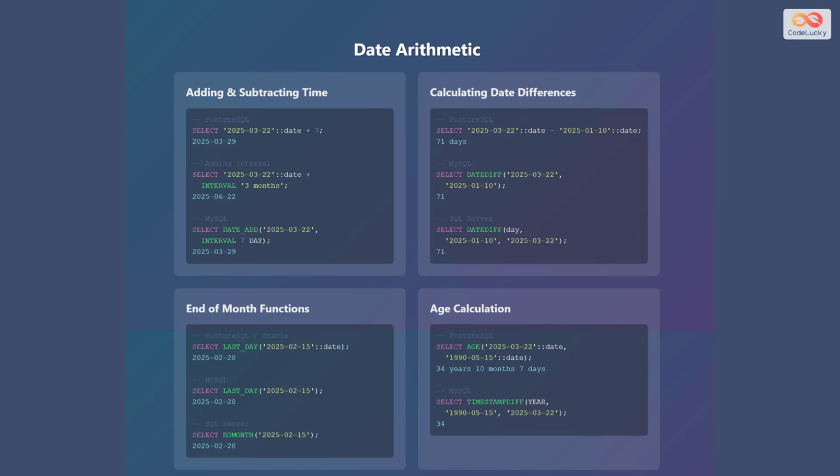Now let's dive into date arithmetic, where we'll learn how to perform calculations with dates and times. In PostgreSQL, you can easily add or subtract days from a date using simple arithmetic operators. Additionally, you can add intervals like 3 months to a date using the interval keyword. MySQL provides functions like date_add to add intervals to dates. You can calculate the difference between two dates in PostgreSQL by simply subtracting one date from another, resulting in an interval representing the duration between the two dates.